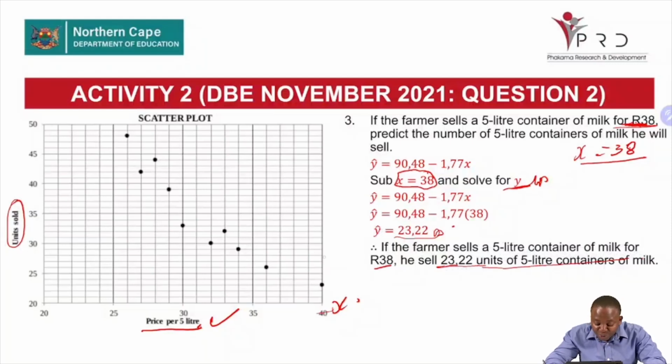How do we know that we are interpolating? Because this 38 is actually below our highest X value, which is 40. So 38 is somewhere around 35, 36, 37, 38, somewhere on this line, which is within our range. So we are interpolating. Remember, for interpolation and extrapolation, 38 was not in the data set.